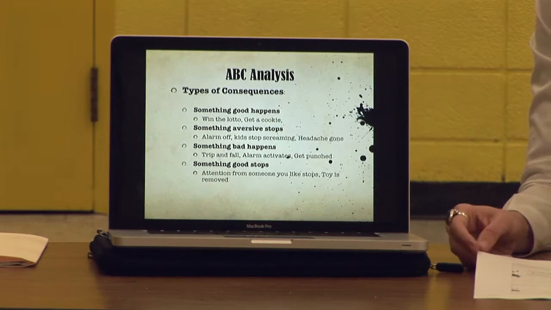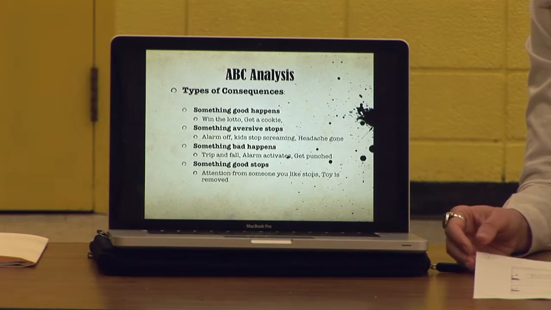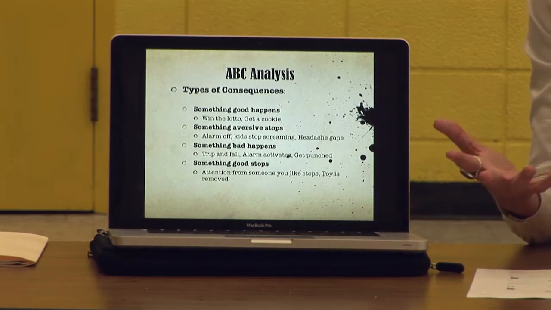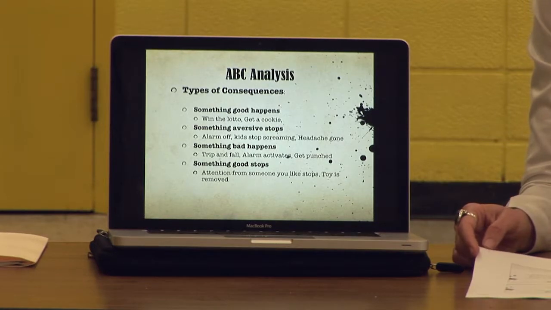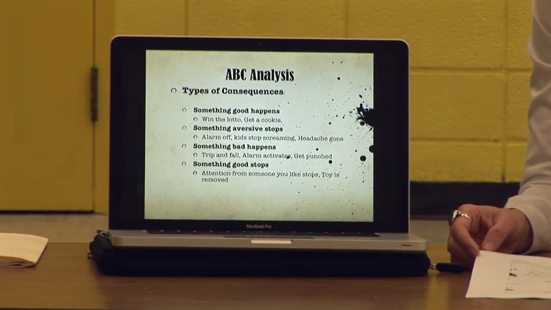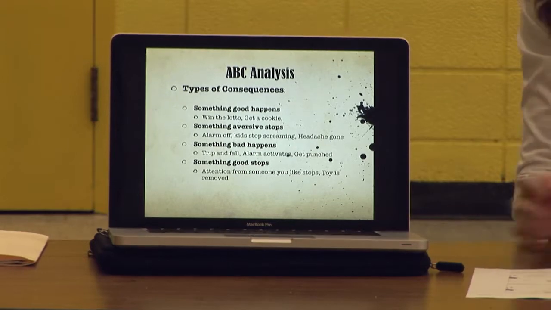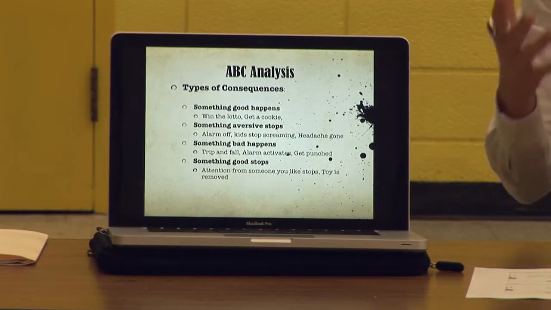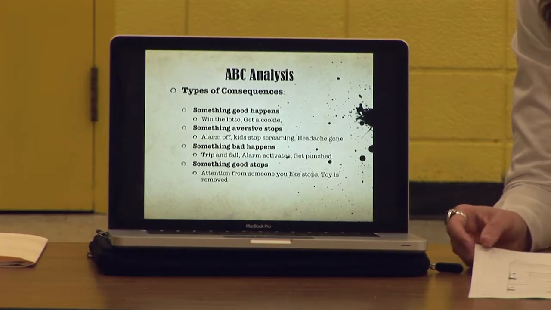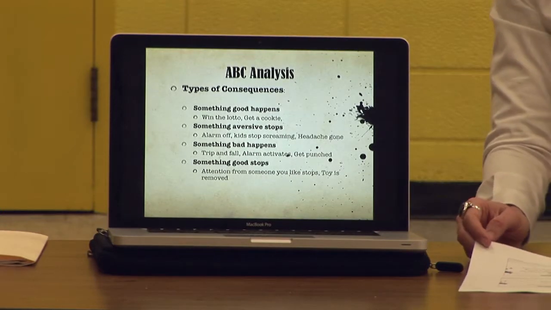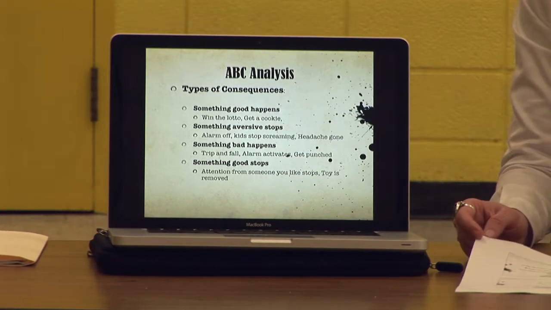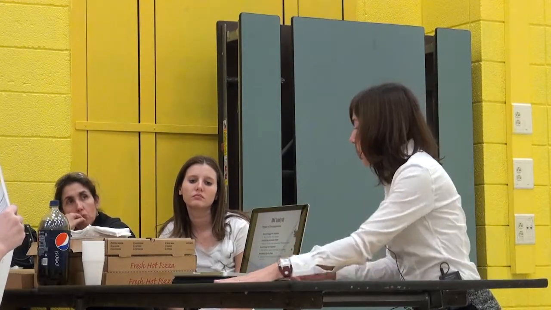It happens. Something bad can happen, or something aversive can happen. And so the behavior could be running, and then you can trip and fall. And that would be something bad happening after the behavior. And then something good can stop. So it gets a little confusing when we talk about these 4 variables of consequences. But basically, it's talking about adding or removing positive or negative consequences. And the way to figure out what's happening is by looking at the behavior.